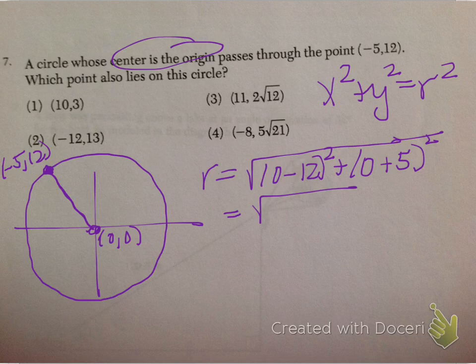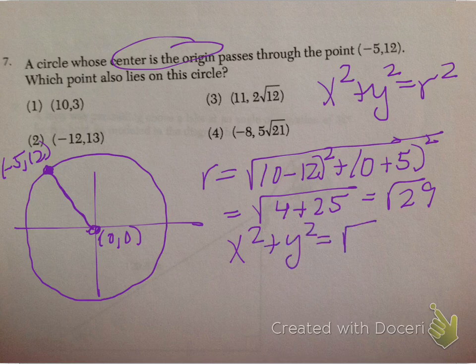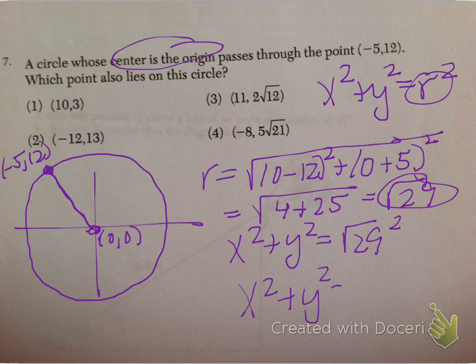Okay, this is going to give us a negative 2 squared, which is 4, and a 5 squared, which is 25. So we get radical 29. So that means the equation of our circle is x squared plus y squared equals radical 29 squared, right? Because we're putting radical 29 in for r. But when you square a square root, you're left with what's inside. So you get x squared plus y squared equals 29. So that is the equation of our circle.